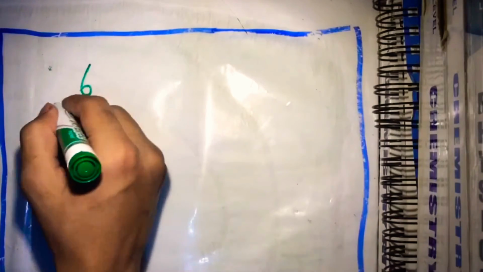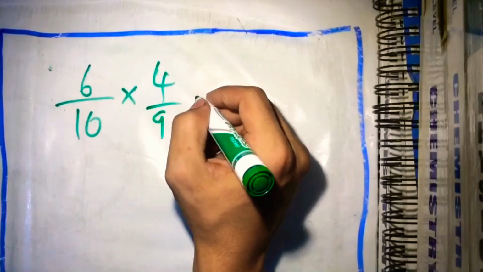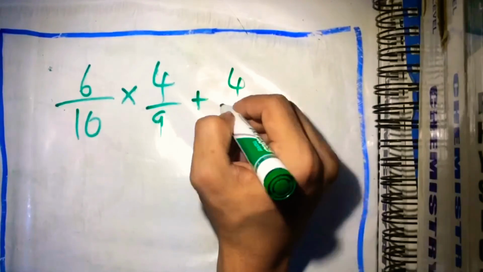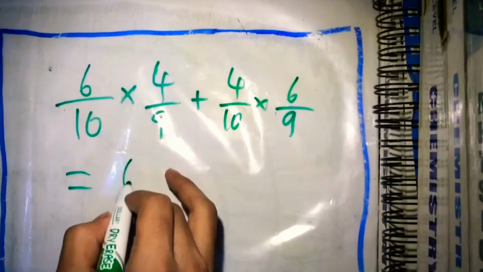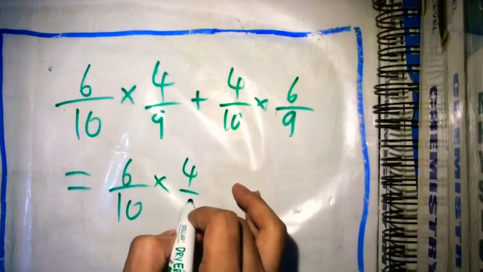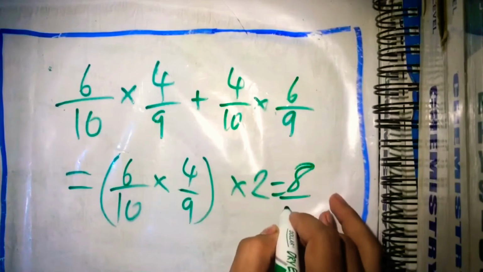The second part is both travel to school by different means of transportation. This means that 1 travels by bus and 1 travels by car. So 6 upon 10 into 4 upon the remaining 9 plus 4 upon 10 into 6 upon the remaining 9, or this is also equal to 6 upon 10 into 4 upon 9 into 2, which is 8 upon 15.